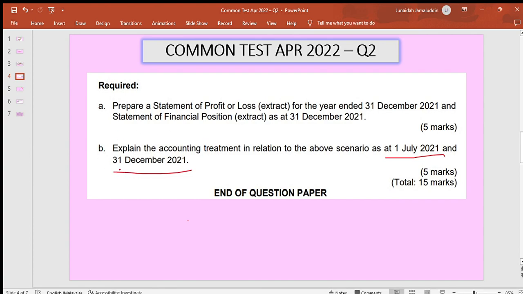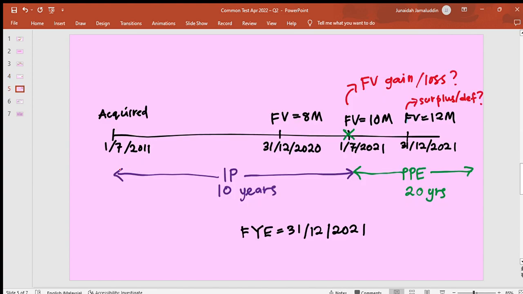So before we answer the question, let's check out the diagram that I've drawn for this question. As you can see from this diagram, the building was acquired on 1st July 2011.